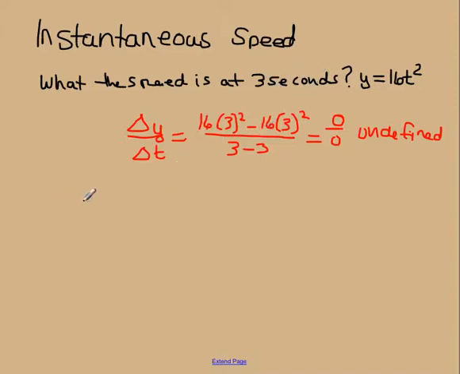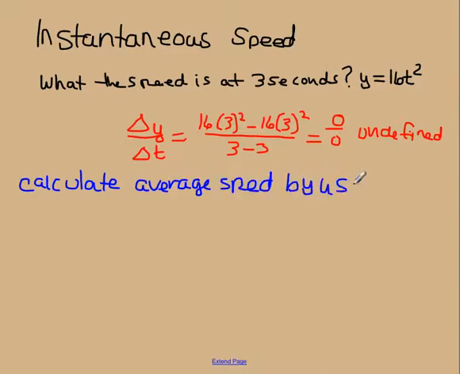So what we do is we use this trick, and it's a beautiful trick. And the trick is to calculate the average speed by using 2 different values for t. We're going to use a value of 3, and then we're going to use a value of 3 plus h. Now, we all know that h is 0, but we're going to pretend that h is not 0, and we're going to just let it be 3 plus h. And now we're going to be able to calculate the instantaneous speed.